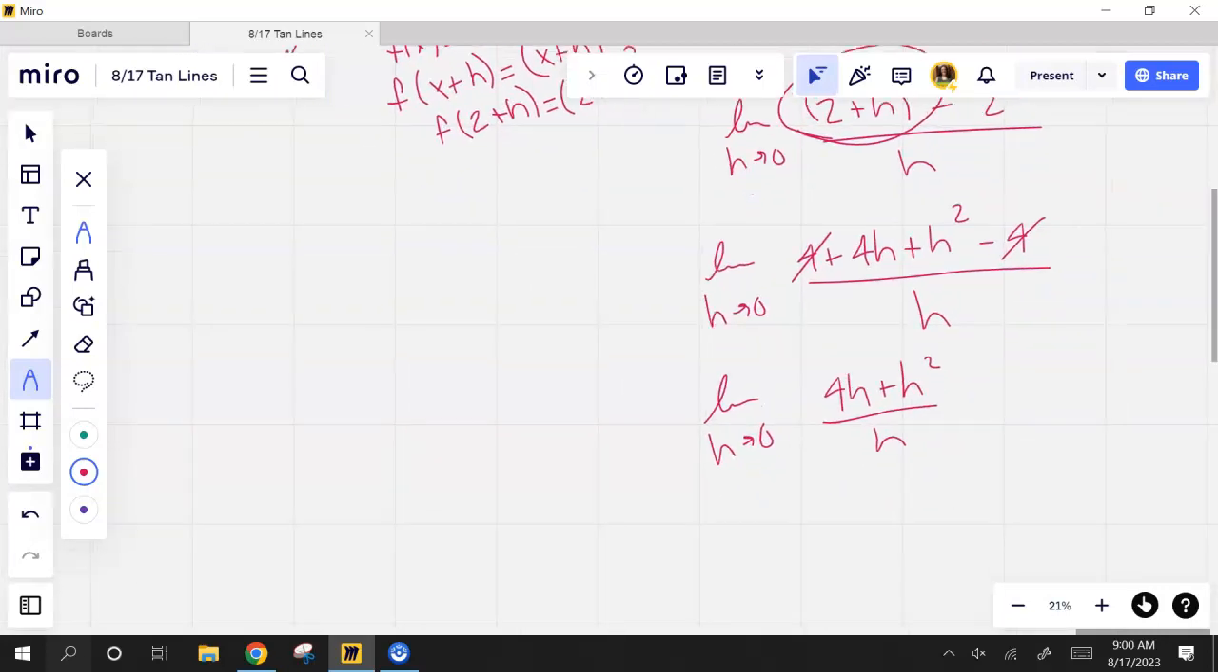Remember, this is just going back to those limits where we keep on working what we can until it gets to where we can plug it in. So it's the same thing. The limit as h goes to 0 of 4 plus h. Can you substitute in now? Yes.